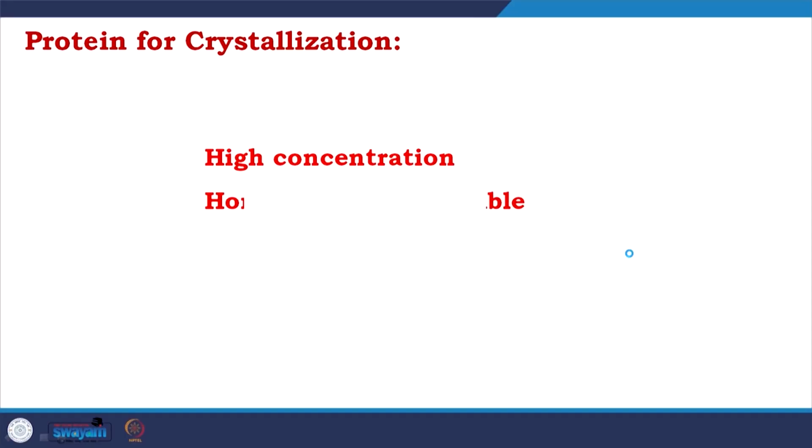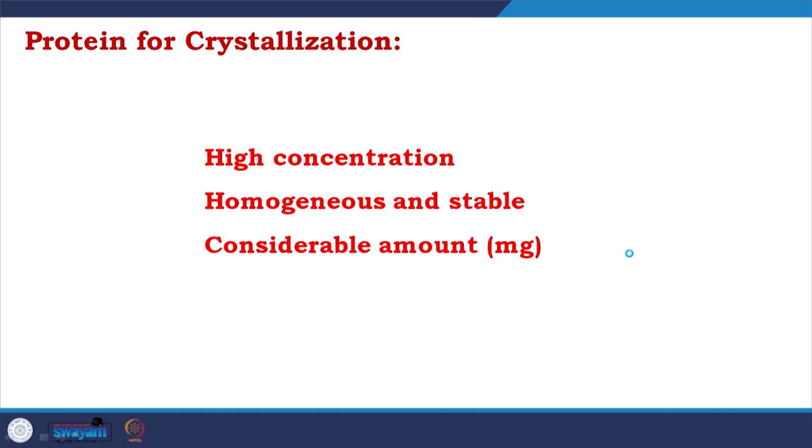So, now the protein is ready for crystallization. Three things are very important. One, high concentration of protein is needed for crystallography. Two, the protein has to be homogeneous and stable.